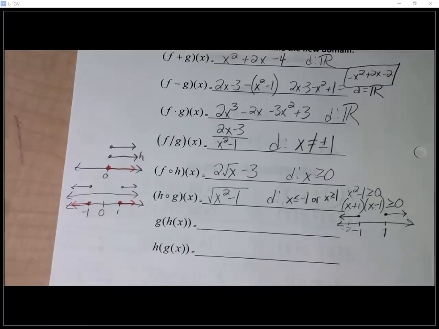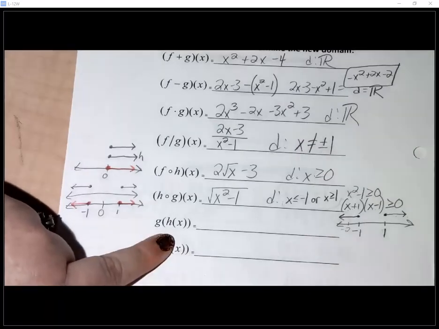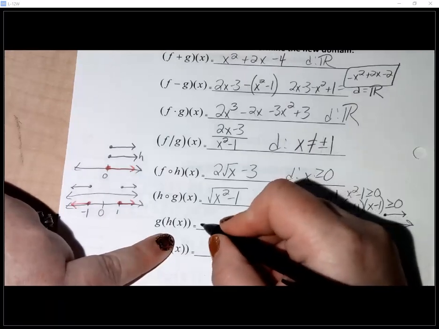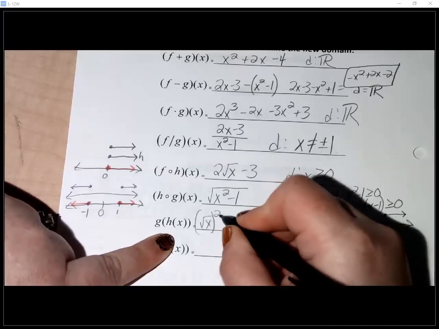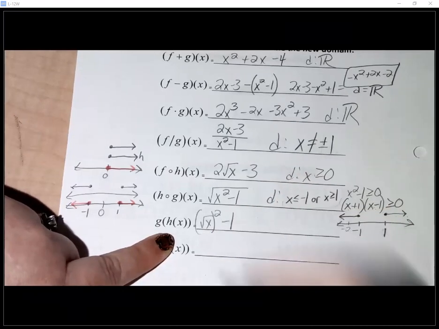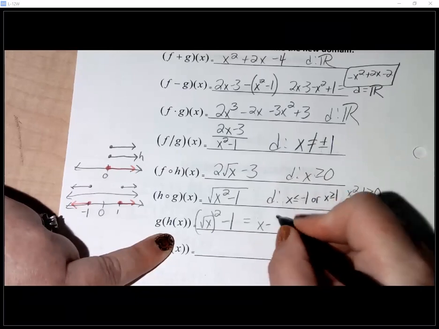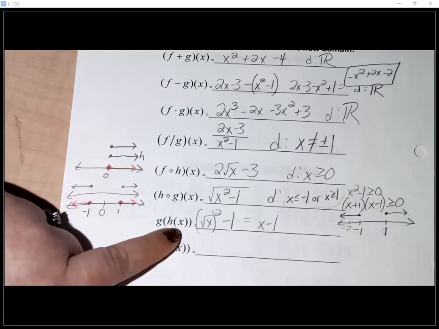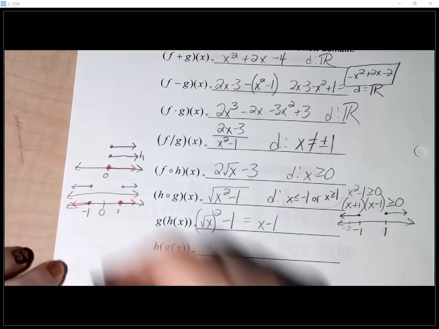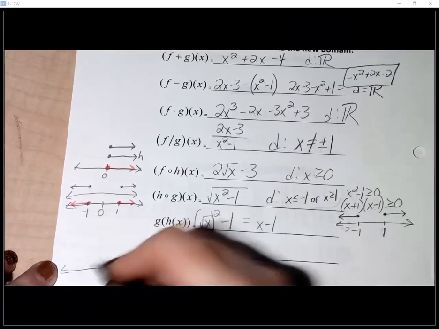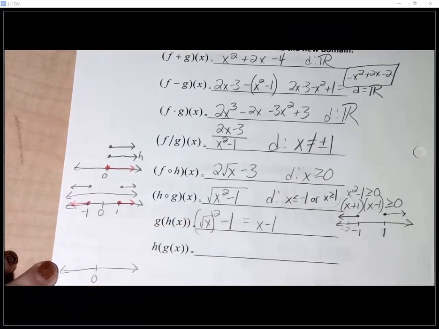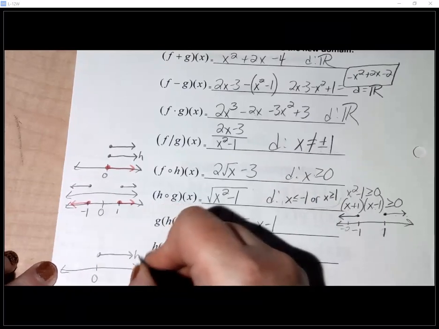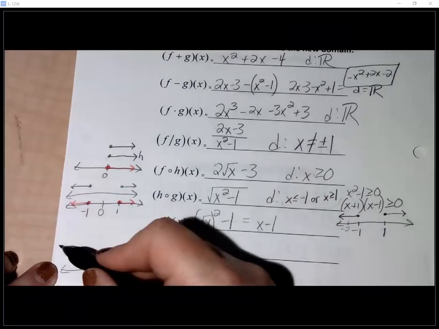Okay, let's try G of H of X. We're going to take H and put it in the G. So we'll take the square root of X and square it, minus 1. When I simplify that, I'm just going to get X minus 1. Let's find the domain. I need to worry about the domain of H and the combined function. So H has to be greater than or equal to 0. There's H. The combined, that's all reals. So what's my final answer?